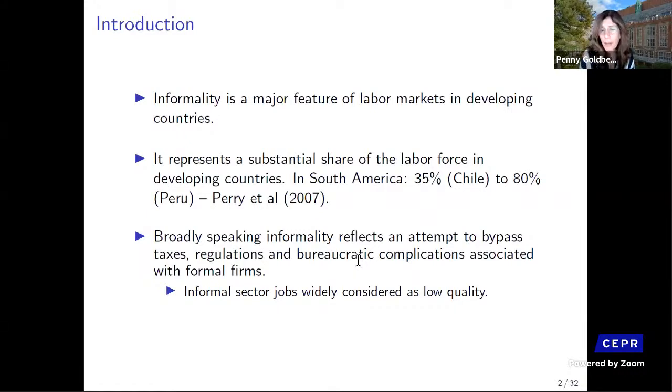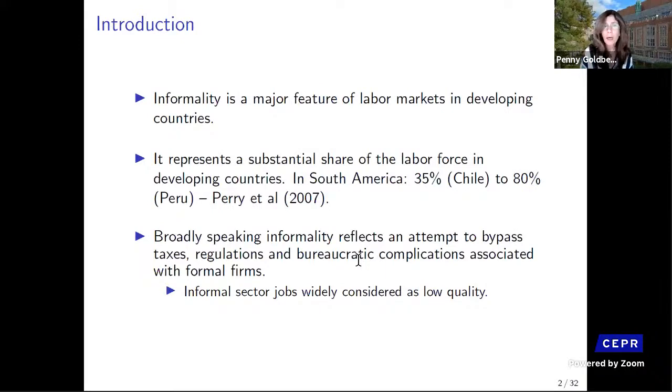And in Latin America, many countries have grown fast, and certainly many countries opened up to trade in the last few decades. And still the percentage of the labor force that's informal remains very high. Broadly speaking, informality is an attempt to bypass many government regulations, including taxes, minimum wages, and other bureaucratic complications. So this is often one way that firms use to evade taxes.